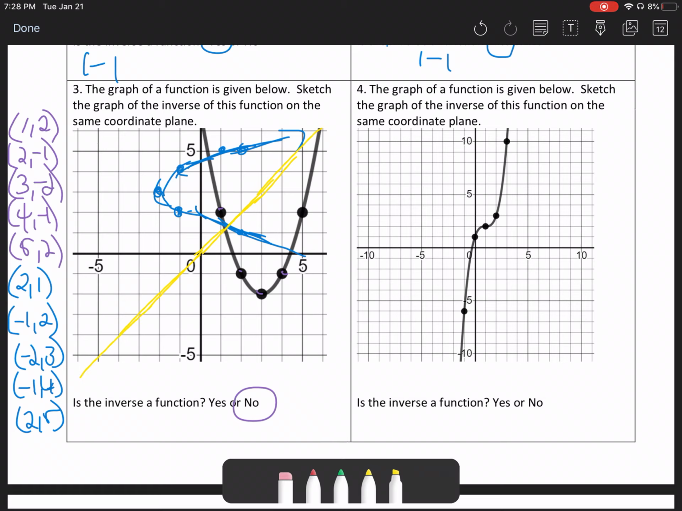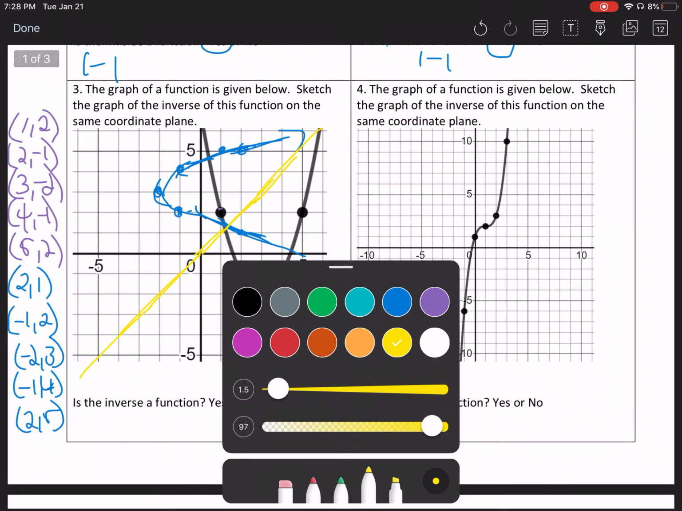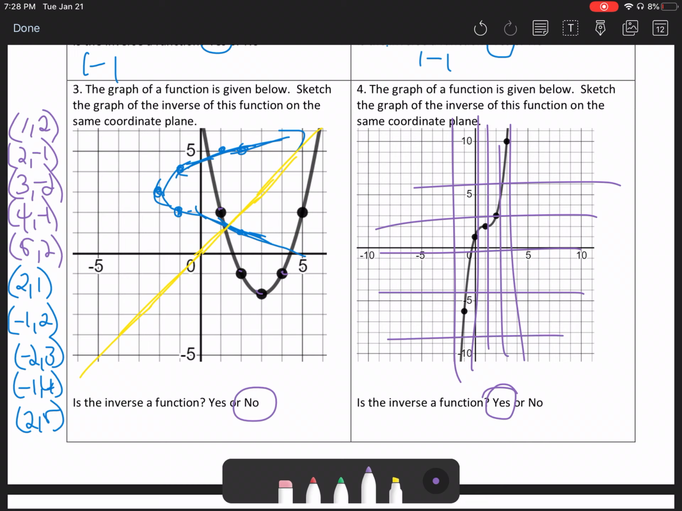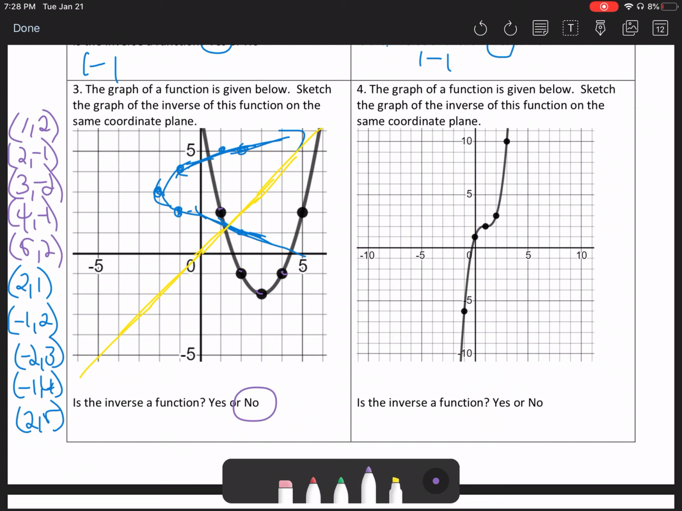Okay, my last one's here, a little tricky, just because of how you connect the points, so be very careful with this one. No asymptotes. Is the function's inverse, is the inverse a function? It is going to be yes, because if I draw my vertical lines, it only hits it once. If I draw a whole bunch of horizontal lines, it's only going to intersect it once. So it does pass both the vertical and the horizontal line test. Okay, so this is a big no right here.